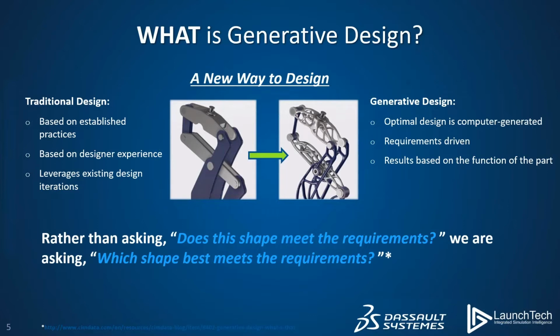Now with this approach gone, it's all about generative design. The optimal design, whatever we design, is totally computer generated, completely requirements driven, and results based on the function of the part. Instead of asking, as earlier, does this shape meet the requirements, we are now exploring options like which shape will best meet my requirement. We will see a bit more in detail in the next slide about what I'm talking about now.